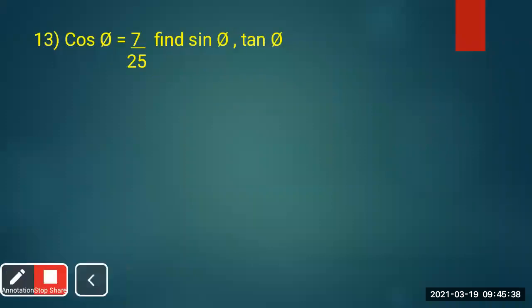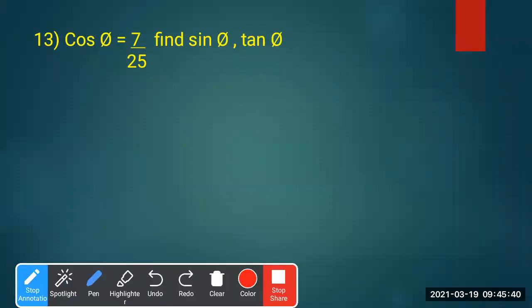Okay, one more question. Cos theta is equal to 7 upon 25. Find sine theta and tan theta. So in the previous example, we got the value of only cos theta. Now, after getting the value of cos theta, you can find out the value of tan theta if they ask. But here the question is, cos theta is given, and you have to find the value of sine theta and tan theta.